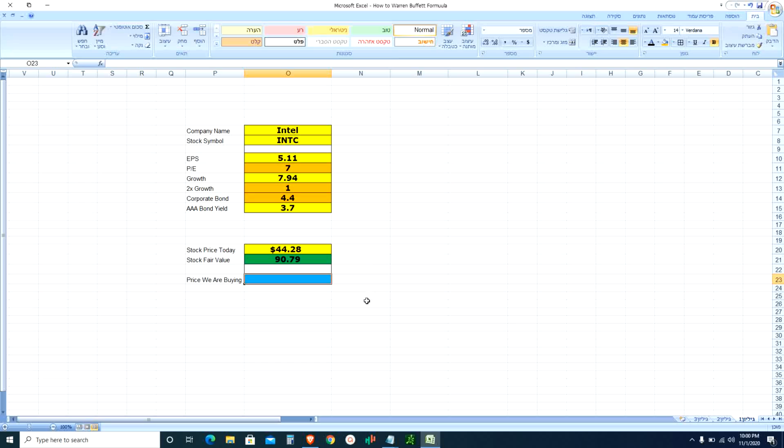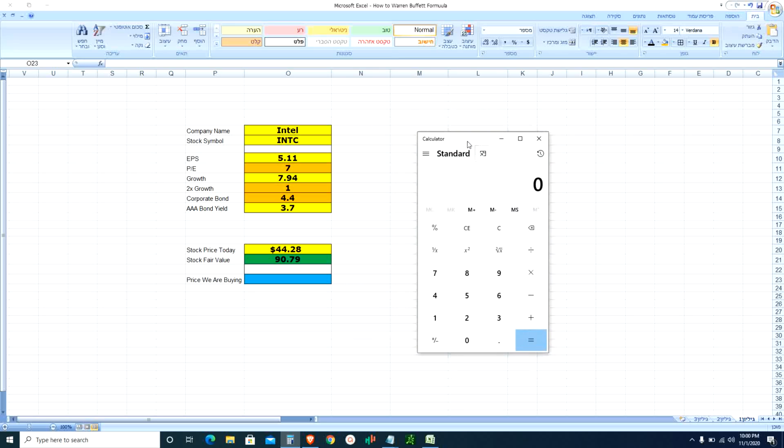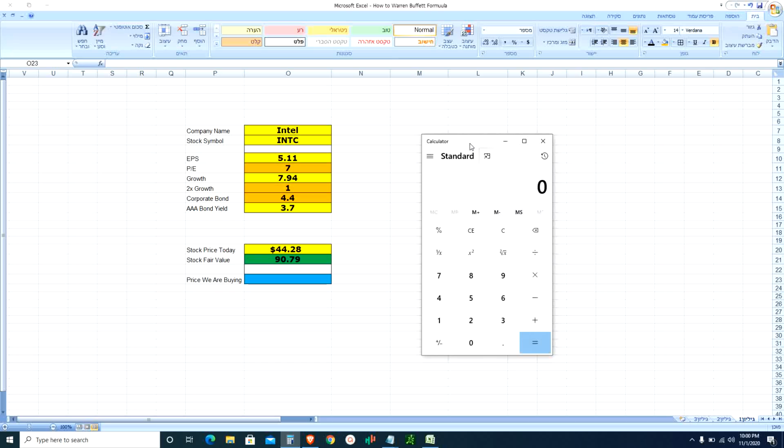Let's keep going. I'm going to put in the price we are buying, the way we calculated that. Benjamin Graham says that from the fair value price, you need to get a 33% discount. So we're going to put $90.79. Look at this, $90. That's the conservative fair value price for Intel. When? Nobody knows, but according to this formula, it's not tomorrow. It could be 5 years from now, and I'm very okay with waiting.